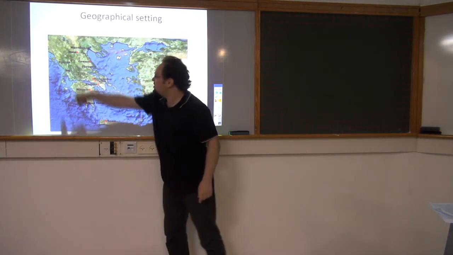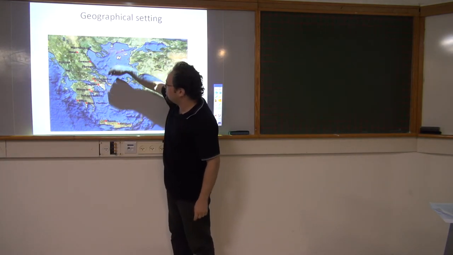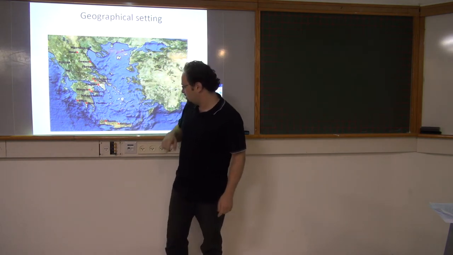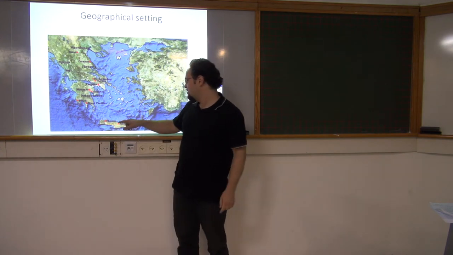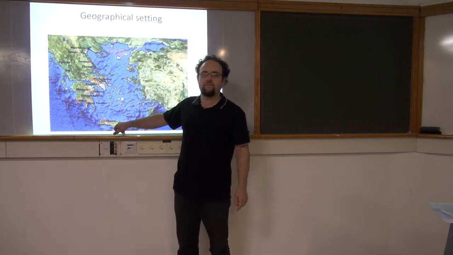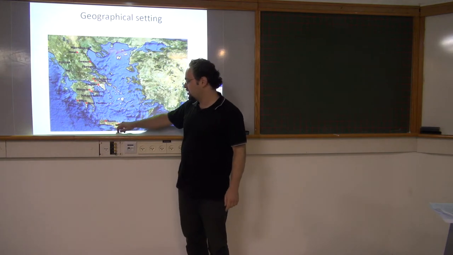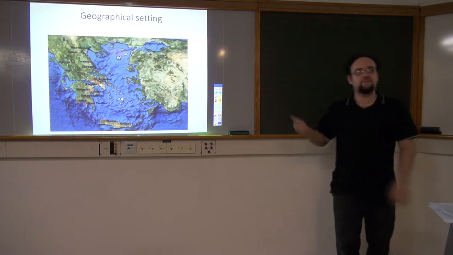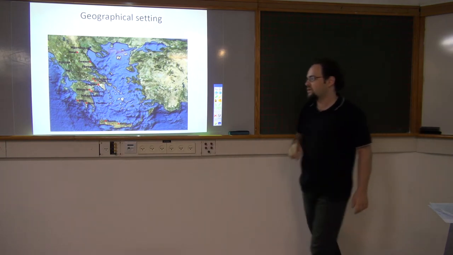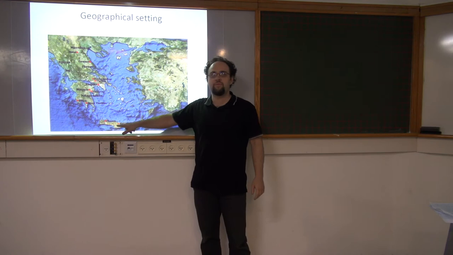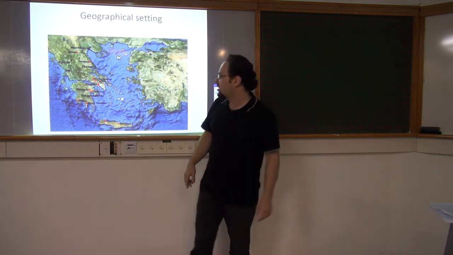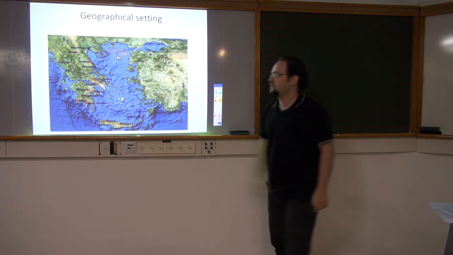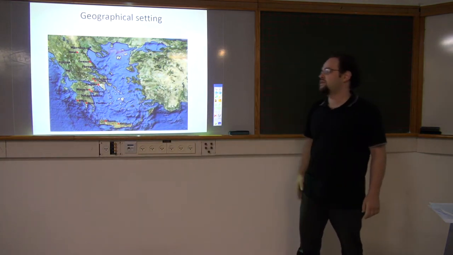Just to have some geographical grounding. So this is Greece. Athens is around here. If you don't see it, this is Crete. Knossos is one of the interesting places. The main palace complex of the Minoan civilization was in Knossos, and the labyrinth with the Minotaur is in Knossos. Another interesting place is Mycenae, and we'll discuss the relation between the two of them.